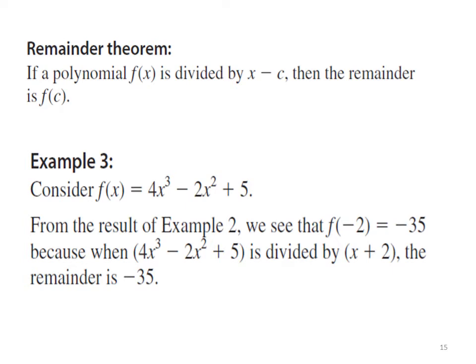In the previous example we actually carried out the division. We divided 4x cubed minus 2x squared plus 5 by x plus 2, and the remainder was minus 35. The remainder theorem is useful if you just want to know the remainder. That doesn't tell you the quotient. If you want to know the quotient, you have to carry out the division, either use synthetic division or just use long division. But the remainder theorem will give you the remainder of dividing the function by the linear term x minus c.